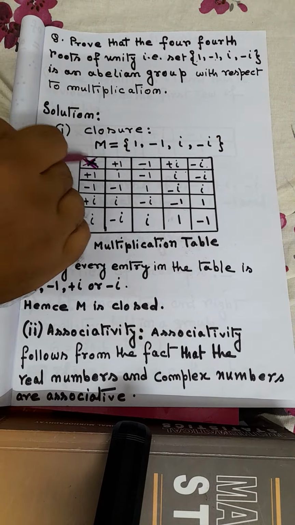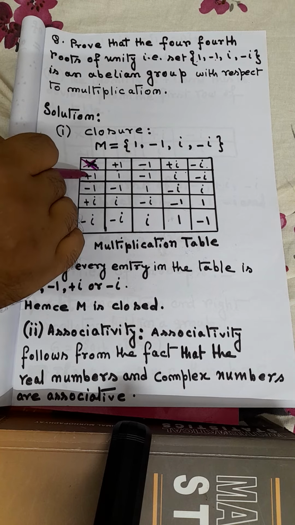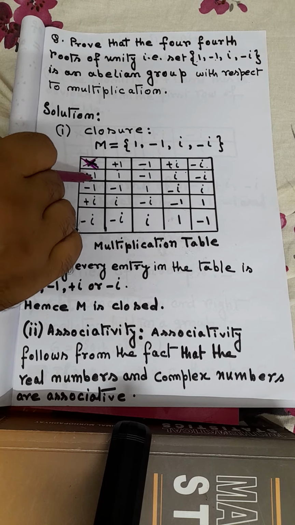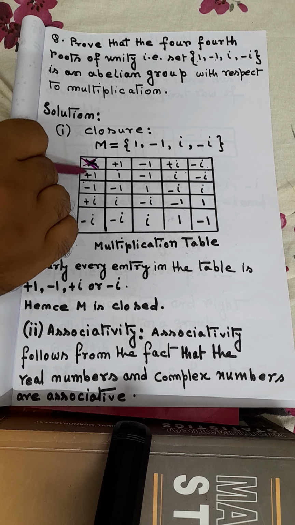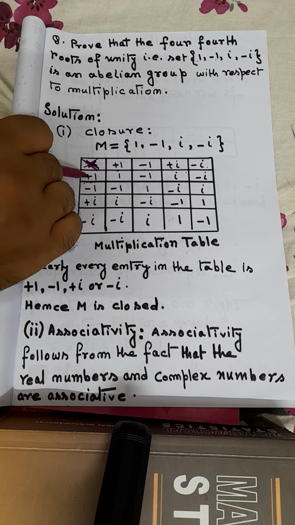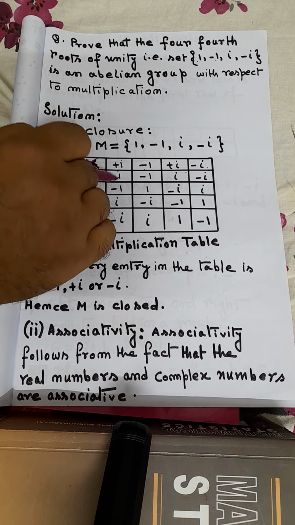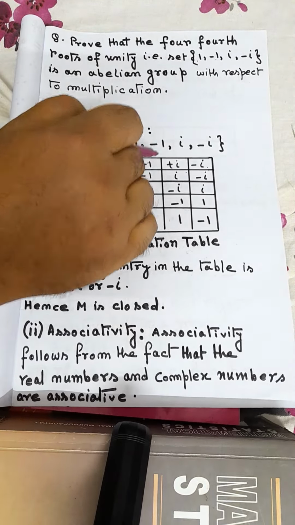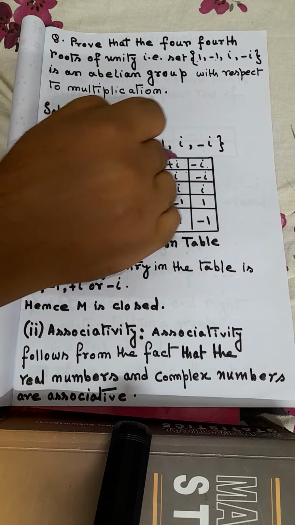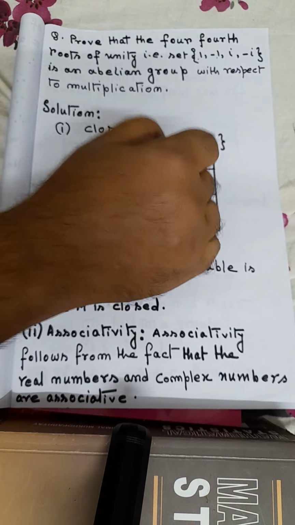Now check. In the second row, in the first column of the second row, we have put plus 1, correct? Then plus 1 into plus 1, we get 1. Plus 1 into minus 1, we get minus 1. Then plus 1 into plus I, we get I. Then plus 1 into minus I, we get minus I, correct?